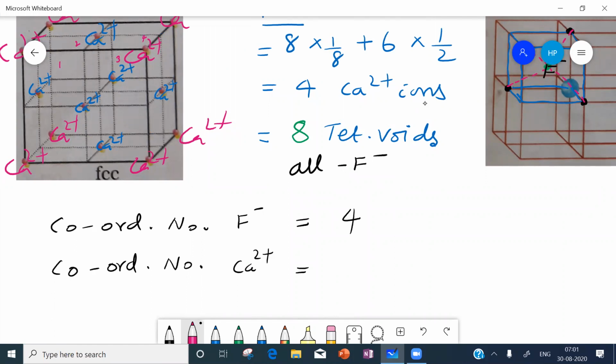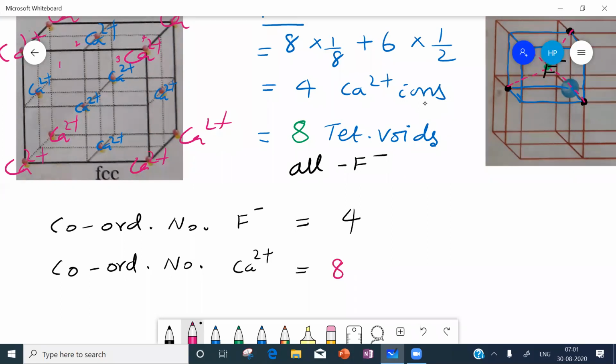Now calcium ions are present at the face center and corner. Now this face center calcium ion is in contact with how many small cubes? 8, you said. In a small cube, the center point is called the tetrahedral void, and F minus is there. So what is the coordination number of the calcium ion? Okay, you are saying it is 8, this is correct.